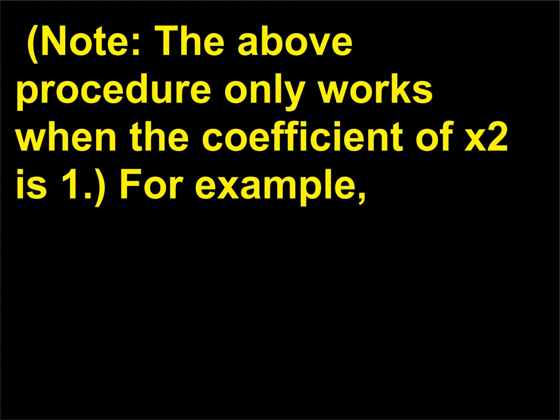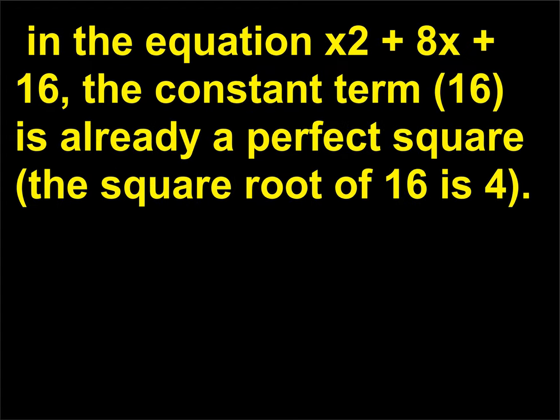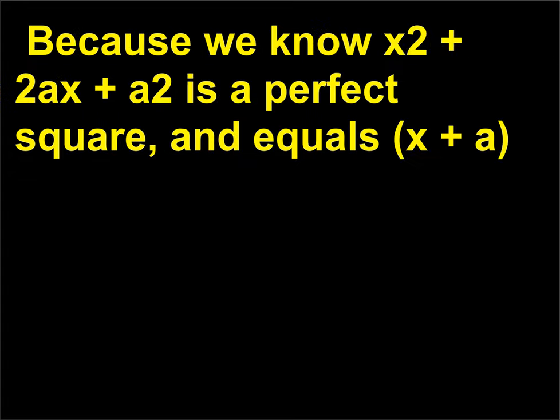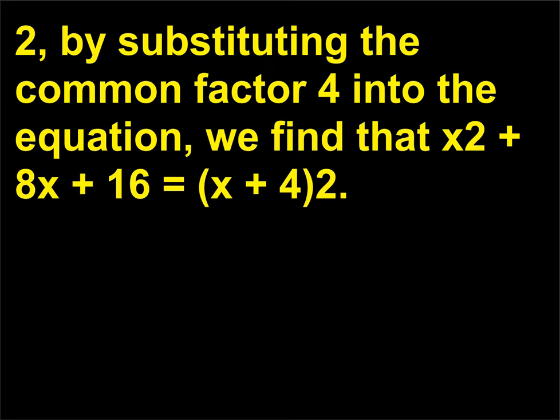For example, in the equation x² + 8x + 16, the constant term, 16, is already a perfect square. The square root of 16 is 4. Since 2 × 4 equals 8, the original expression can be written as a perfect square. Because we know x² + 2ax + a² is a perfect square, and equals (x + a)², by substituting the common factor 4 into the equation, we find that x² + 8x + 16 equals (x + 4)².